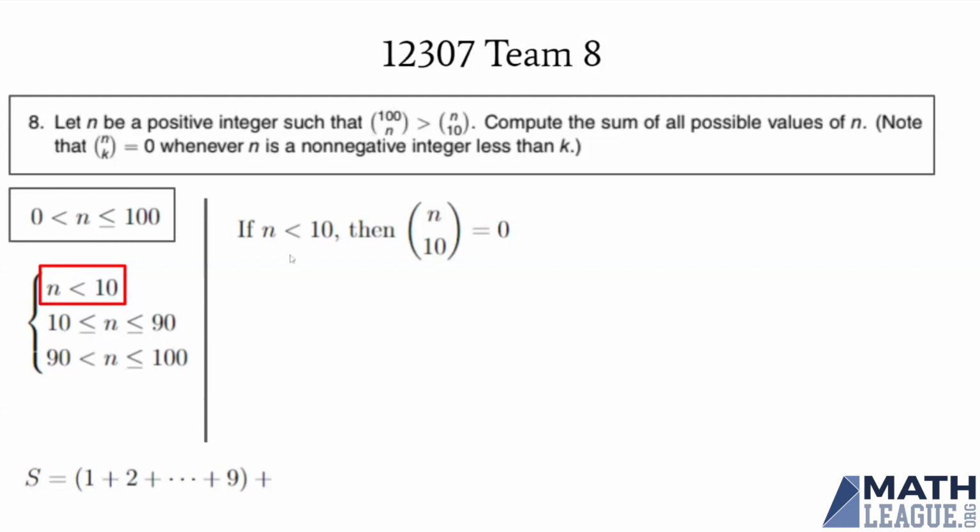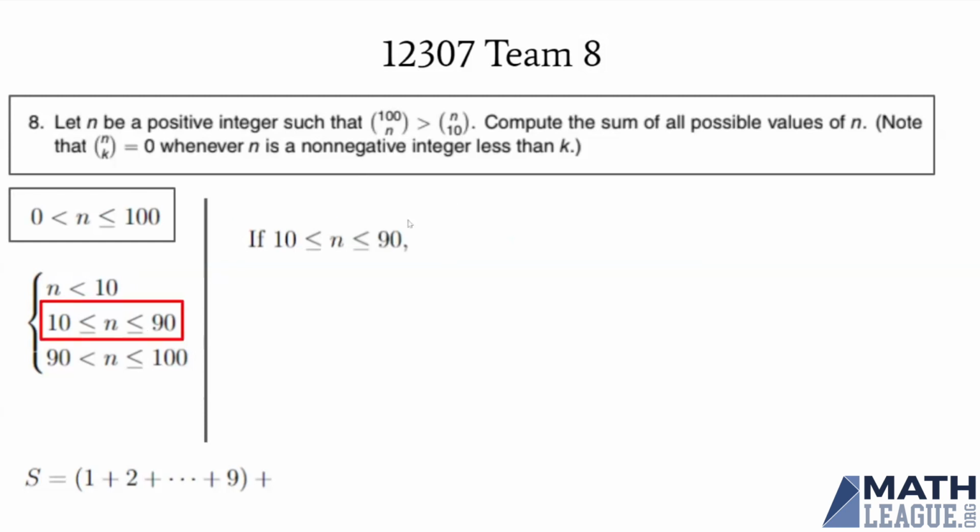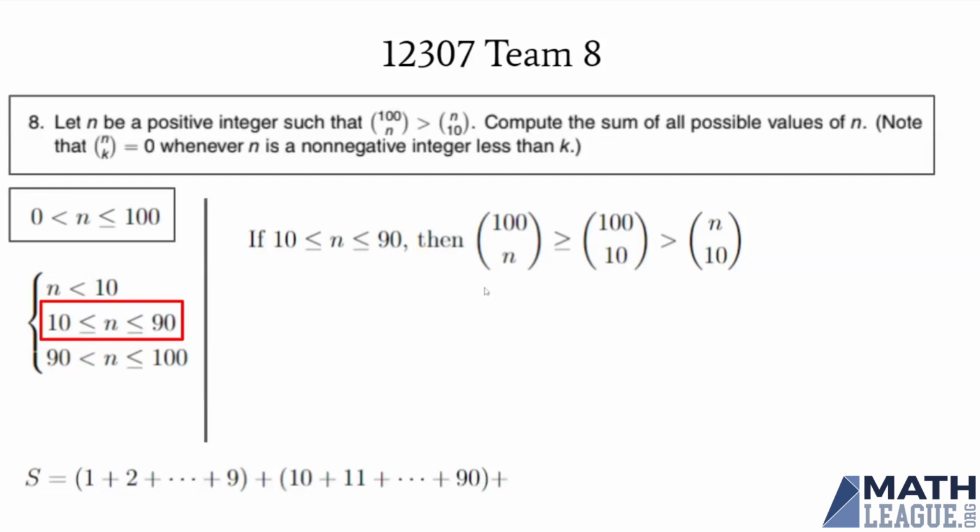In the next case, we have n is between 10 and 90 inclusive. So we note that 100 choose n is greater than or equal to 100 choose 10. If we imagine Pascal's triangle, 100 choose n is going to be closer to the center, so it will be of a greater value since it's in the same row as 100 choose 10. And that is going to be greater than n choose 10. So that means that 100 choose n is always going to be greater than n choose 10 when n is in this range. So far we have S is equal to 1 plus 2 all the way to 90.